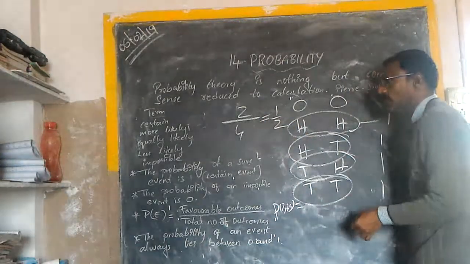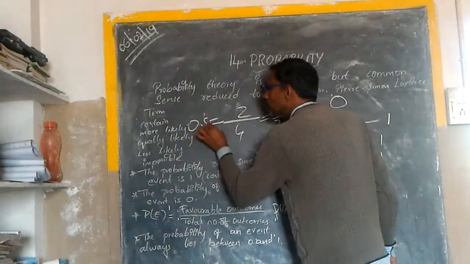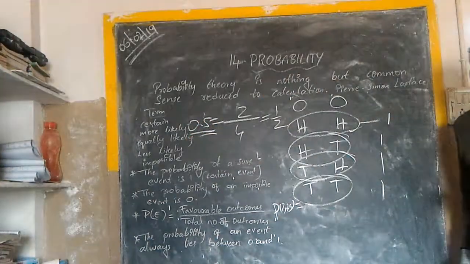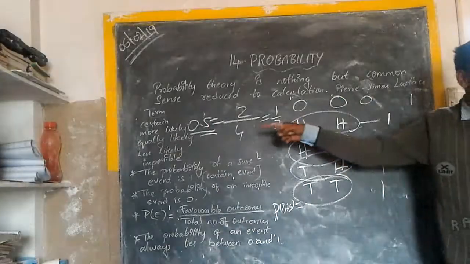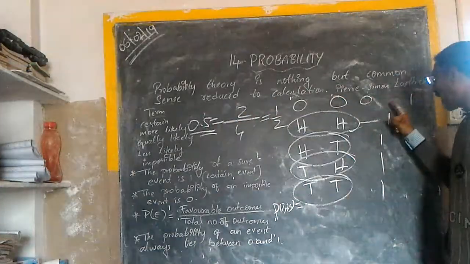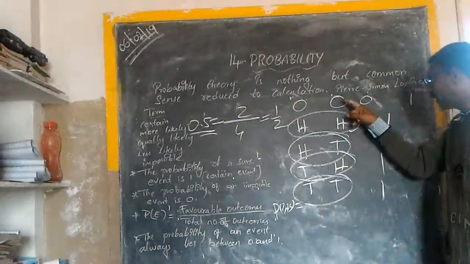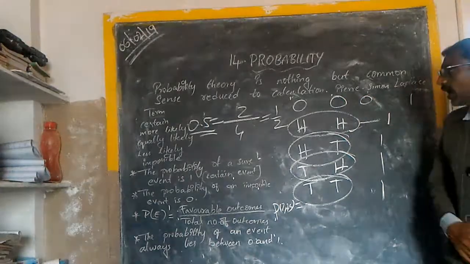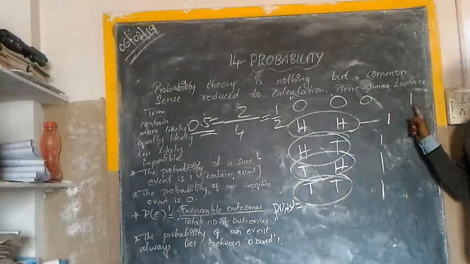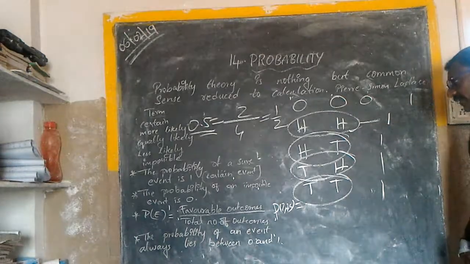1 by 2 is nothing but how much, tell me? 0.5. I told you clearly the probability lies between 0 and 1. Is it there or not? Yes, sir. If it is directly 1, it is a sure event. If it is directly 0, it is an impossible event. 1 is also called certainty.